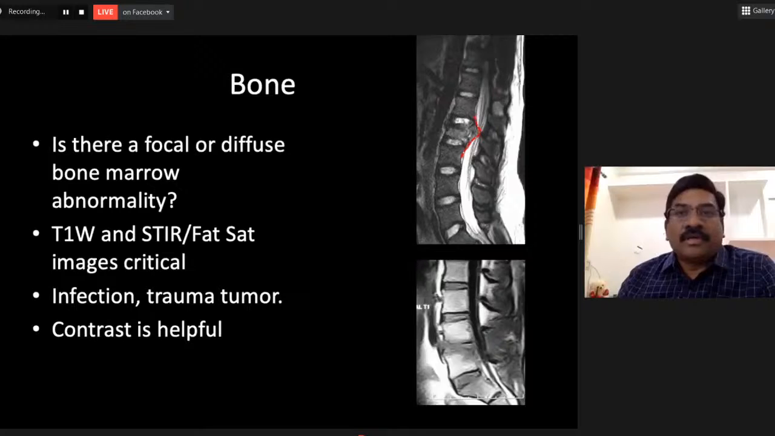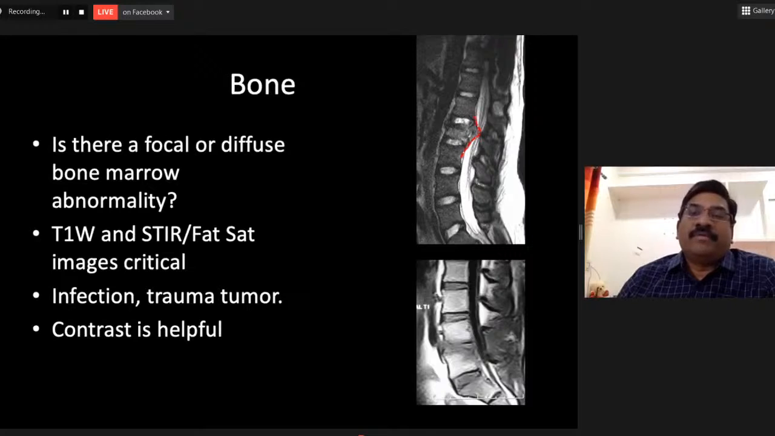The next one is the bone. Once you have cleared that, then come to the bone. Look for any focal or diffuse marrow abnormality. What is seen in the bone is very important, whether there is an alteration in the signal intensities of the bone marrow.